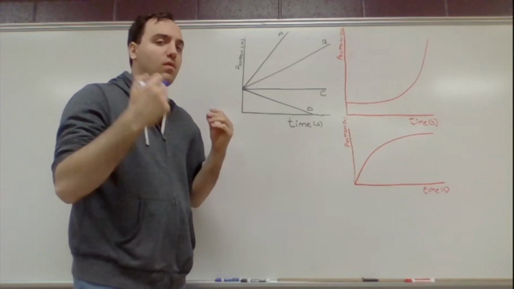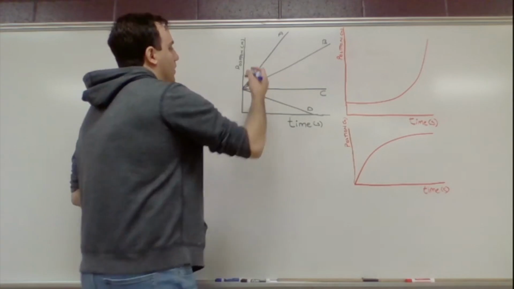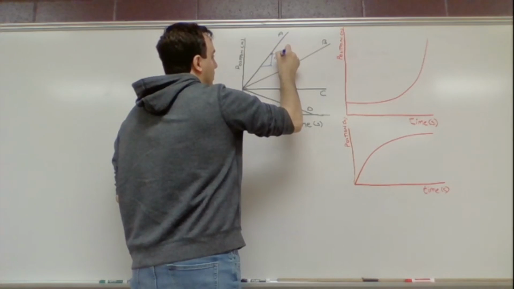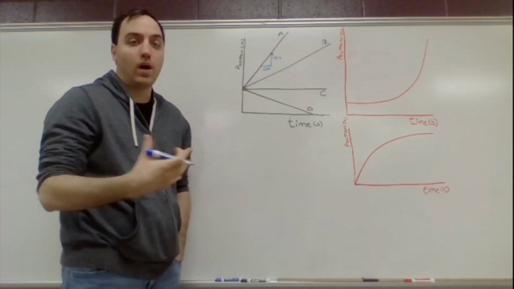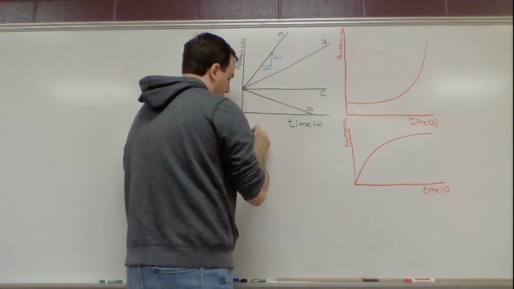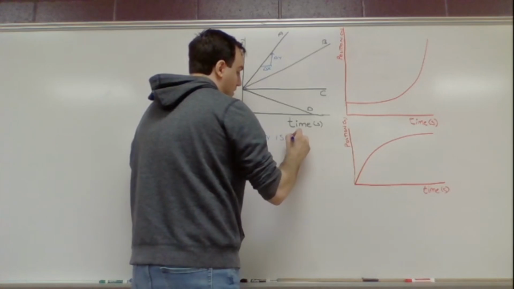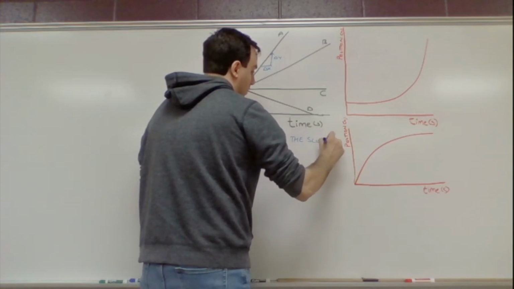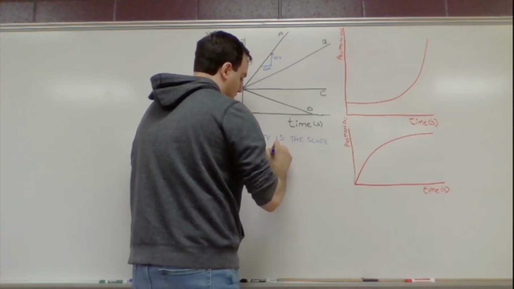Next, we can talk about how we find the velocity. The slope of a graph, change in y over change in x, is going to be your velocity. So, velocity is the slope of a position time graph.